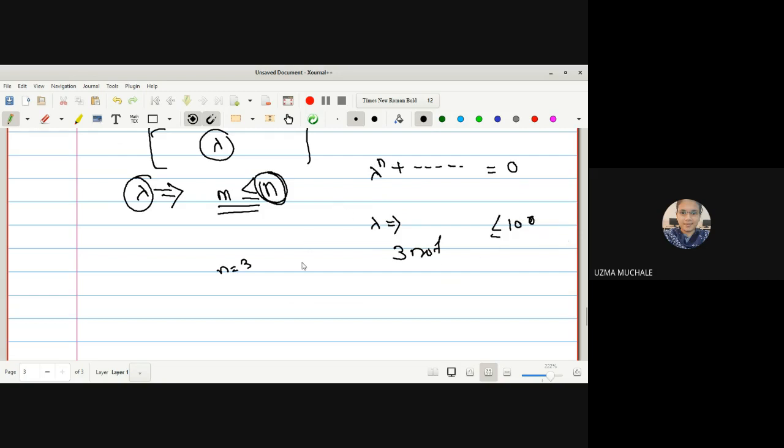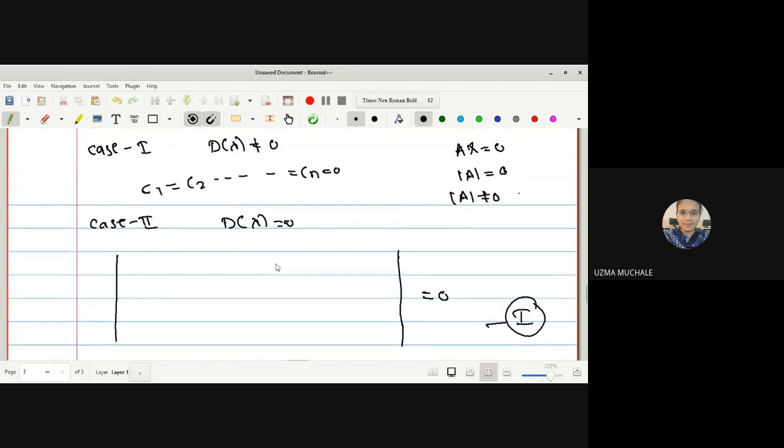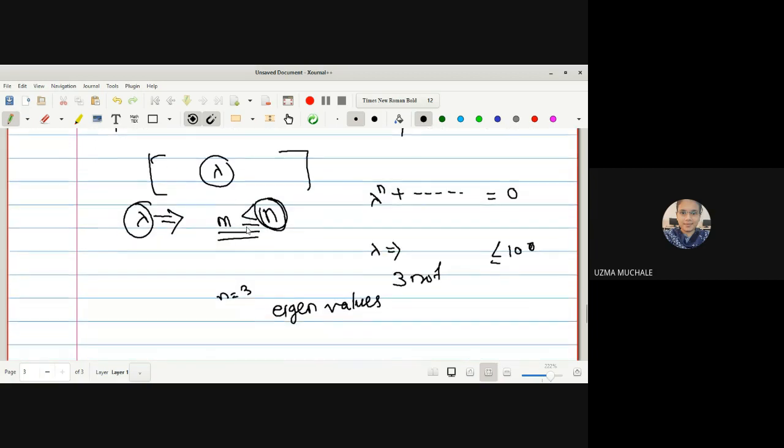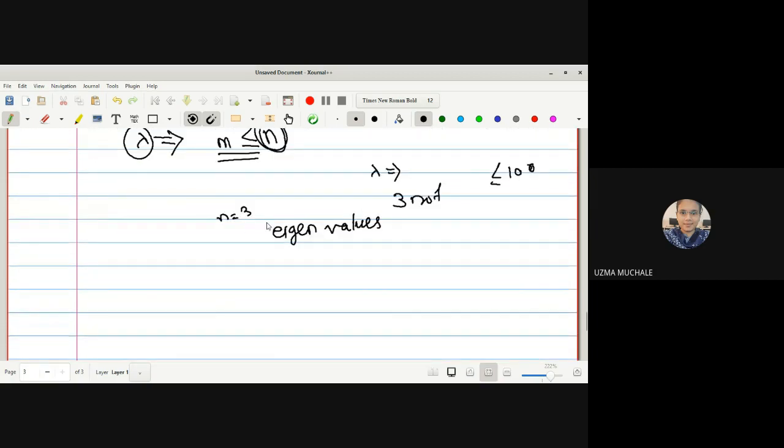So what are those roots? These are nothing but your eigenvalues. Correct? So in this way, at most n eigenvalues are possible. And then if you solve for those eigenvalues, we can get the solutions. So the cases 1 and 2 show that if D(lambda) is not equal to 0, we get the trivial solution, and if D(lambda) is equal to 0, we get solutions for different values of eigenvalues. That is, for different values of lambda, we get different solutions.